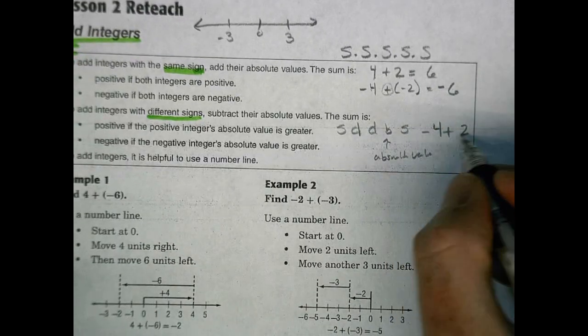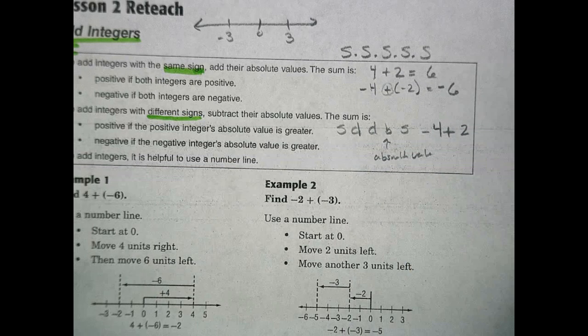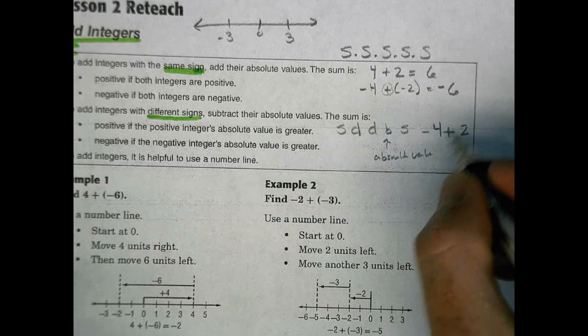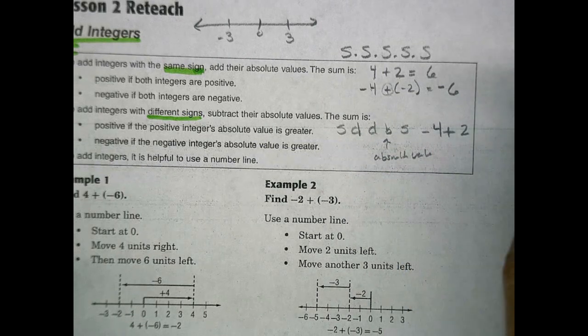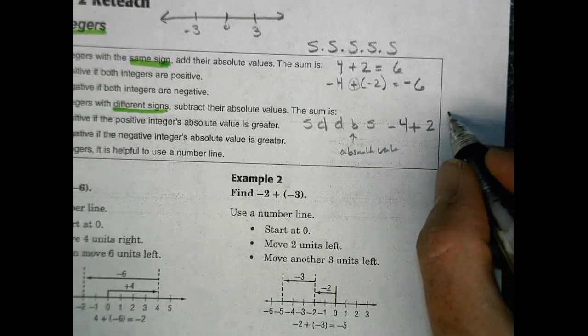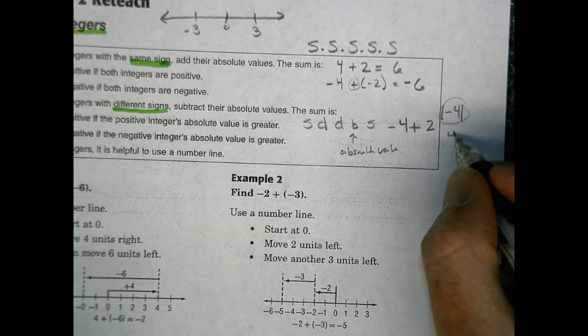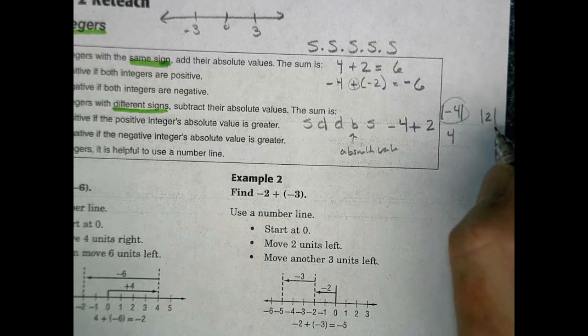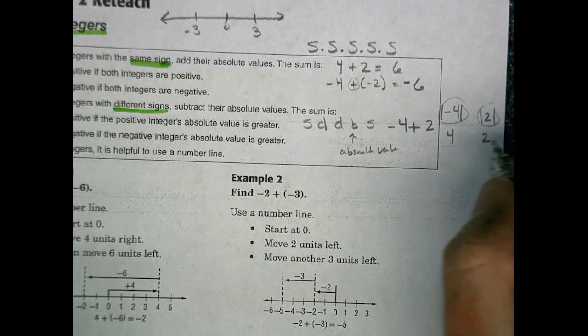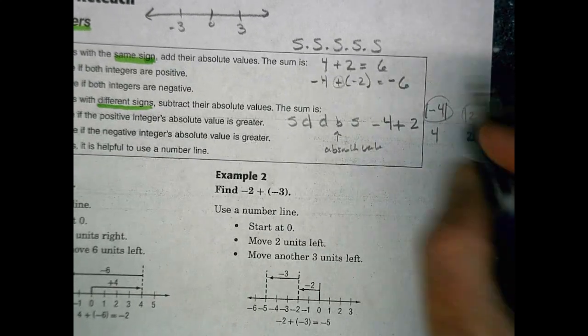I have a negative, and the 2 has nothing in front of it, which means it's positive. If there's nothing there, it's positive. Now, which one has the greater absolute value? So let's go back to our absolute value talk before. The absolute value of -4 is going to be 4. The absolute value of 2 is going to be 2. So which one has the greater absolute value?